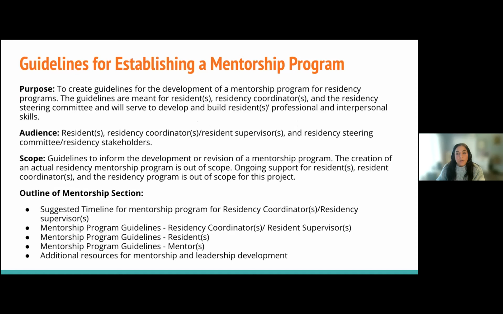Because of the inconsistencies that we found in support models across institutions, we created guidelines for the development of mentorship programs for residency positions. These guidelines could very clearly be used more broadly, but these are typically designed for residents, residency coordinators, and the residency steering committee or folks that are involved in the development, creation, implementation of residency programs. And again, the goal of these guidelines are to serve to develop and build on the residents' professional and interpersonal skills.